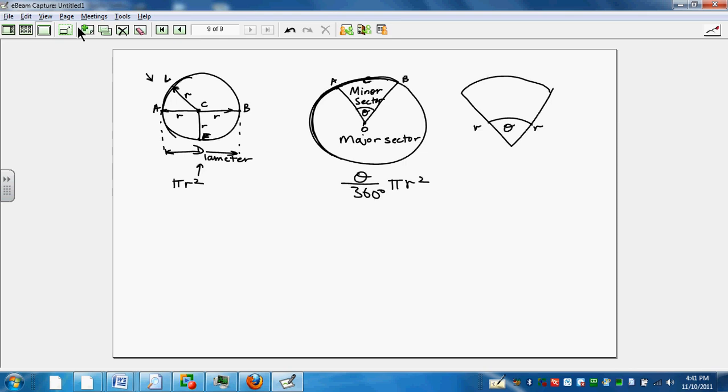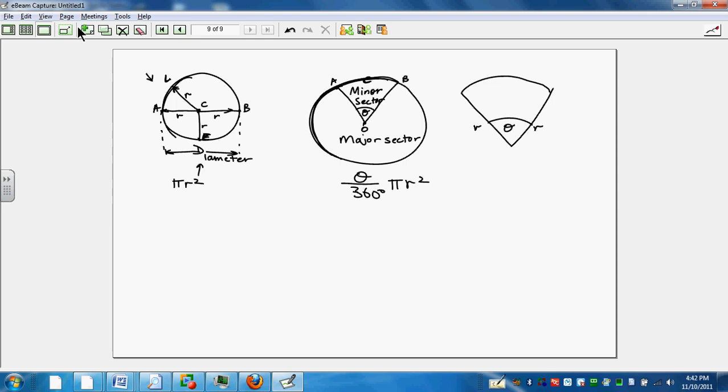360 degrees. So the area of a sector could easily be found by remembering what the area of the circle is and then saying that this is a fraction of it. What fraction? Theta, which is the angle in the sector, or subtended by the radius of the sector, divided by 360. Okay? And that's how you find the area.